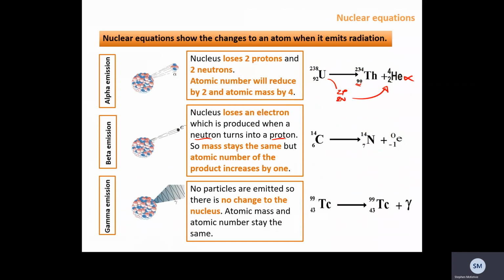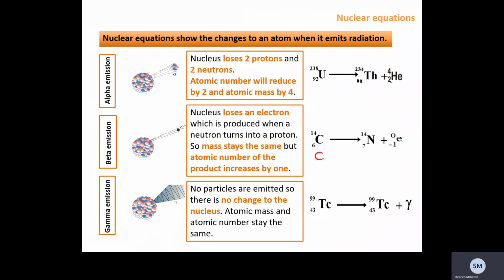In beta emission, the nucleus loses an electron, which is produced when a neutron turns into a proton. So the mass stays the same, but the atomic number of the product increases by 1. What does this mean? It means that inside this carbon atom, there is a neutron, and that neutron is going to turn into a proton and an electron. So the atomic number increases by 1, from 6 to 7, making my new atom nitrogen. Mass number stays the same because the mass of a neutron is equal to the mass of a proton. That's the symbol for beta negative radiation.